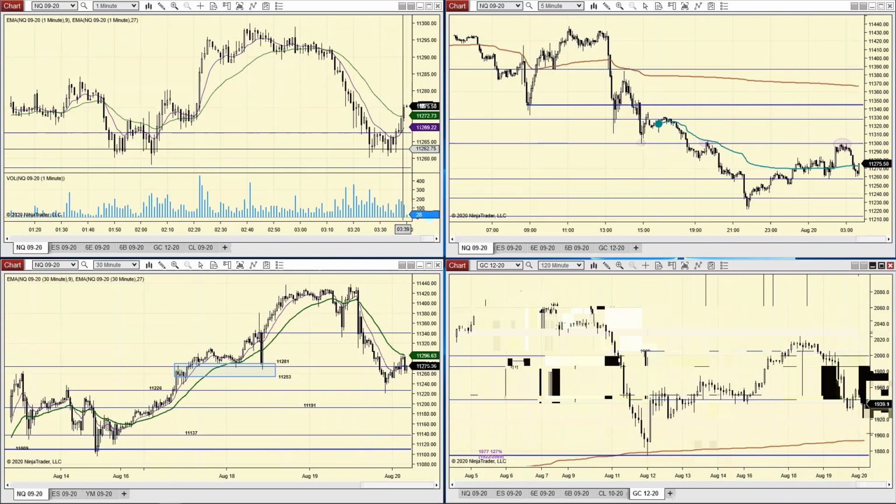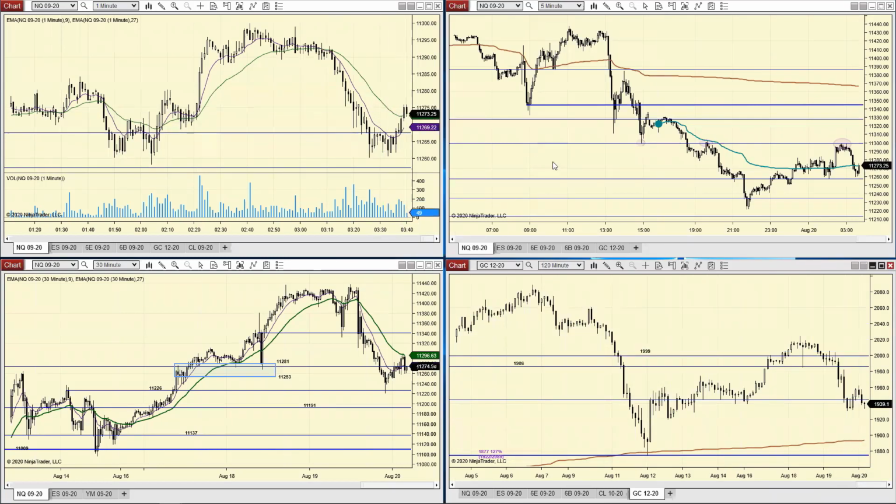We're seeing the NASDAQ just rally up just a little bit. But with that, that'll be it.